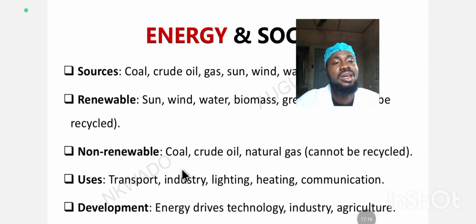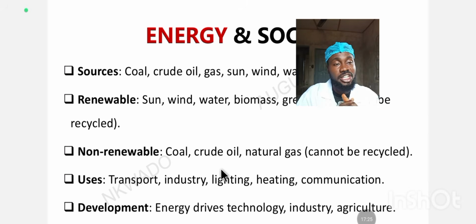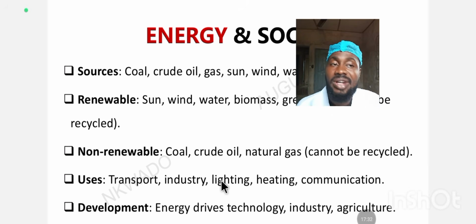You can't recycle it. If you use fuel in your vehicle or your generator at home, if the fuel burns finish, can you recycle it again? So if you want to start your gen, you have to do what? Go back to the filling station and get another fuel. That's it. It's not renewable. You can't recycle it. You can't reuse it.